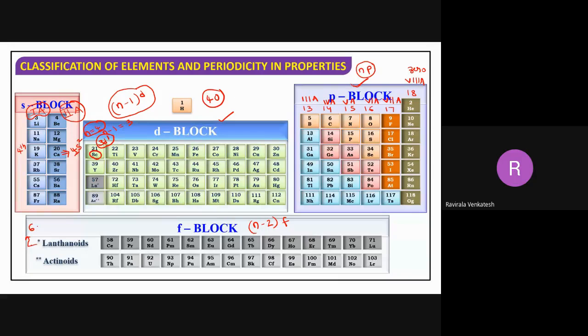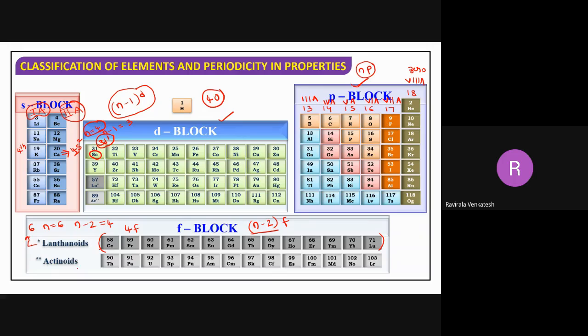6th period, right? Now, n is equal to 6. Now, n-2 is equal to what? Tell me. 4, sir. Now, in the lanthanides, which orbitals are filled from cerium to lutetium? 4f orbitals are filled here. So the elements in which the differentiating electron enters n-2. Don't write just f orbital, you will get half of the marks. You write n-2 f orbital.